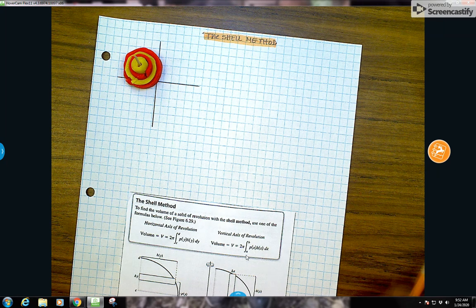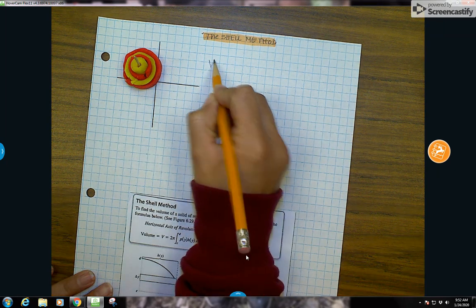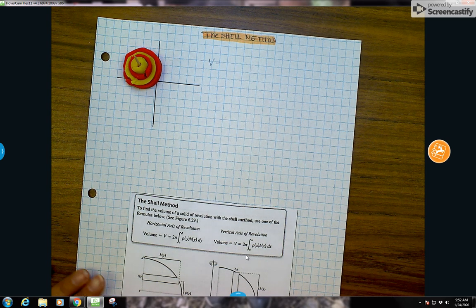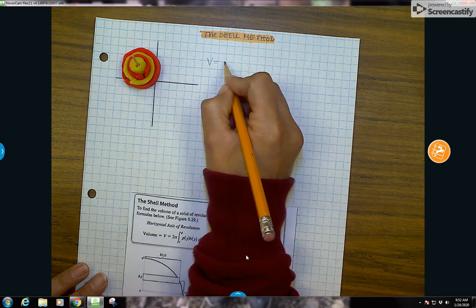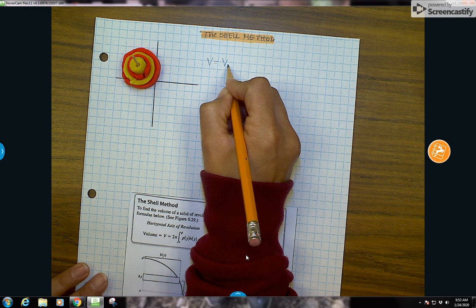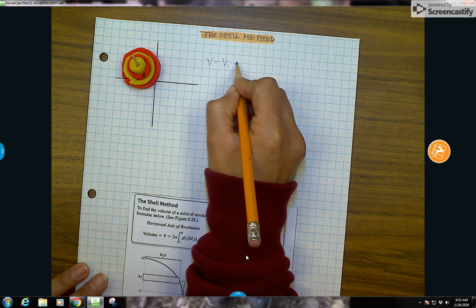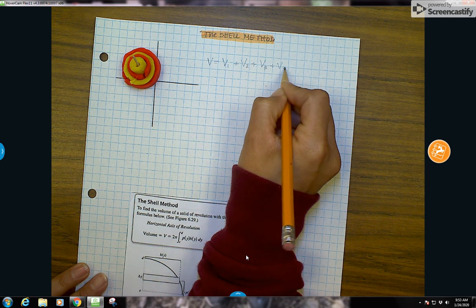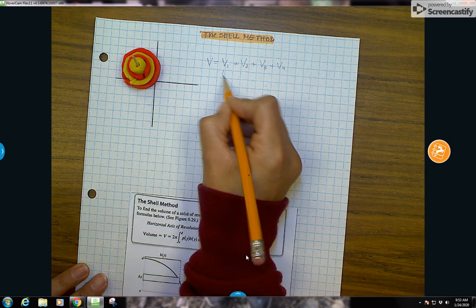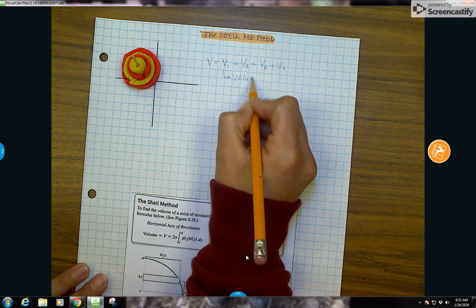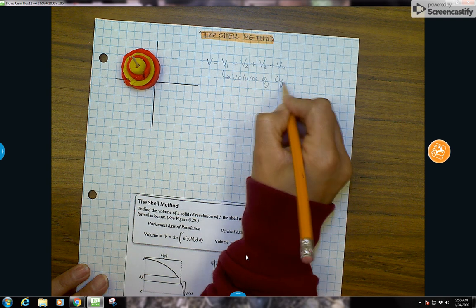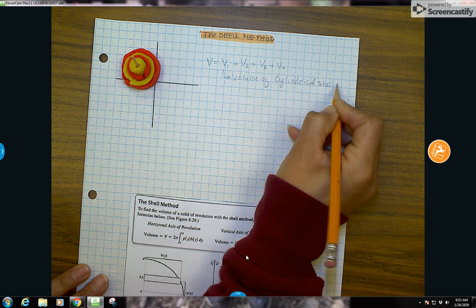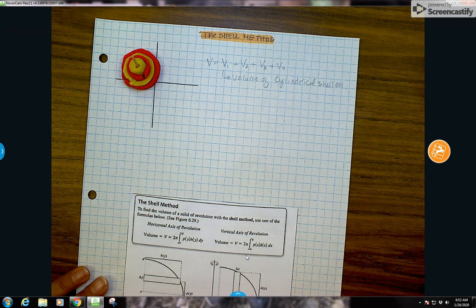So you can see that this solid has 1, 2, 3, 4 shells in it, each of them cylinders. So the volume is going to be equal to the volume of the first shell, the second shell, the third shell, and then the fourth shell. And so what is one shell? Shell number 1, the volume of the cylindrical shell number 1.